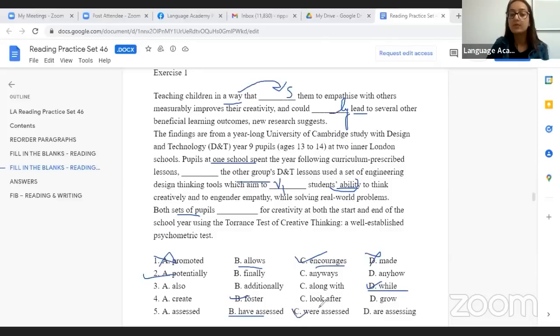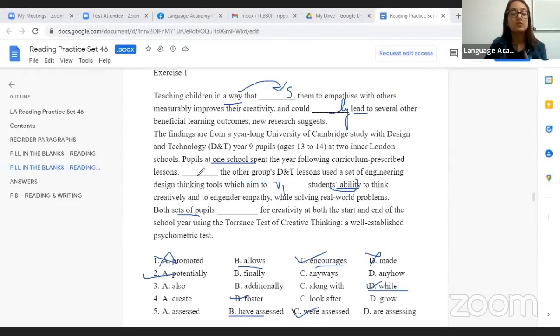It will be both the groups were assessed for creativity, both at the beginning and the end of the test, whatever test they have, Torrance test. Right? So these are the answers. The first one is this teaching method encourages. Encourages means provides more opportunities. And then this could possibly give other benefits also, not just one benefit. There can be other benefits also.